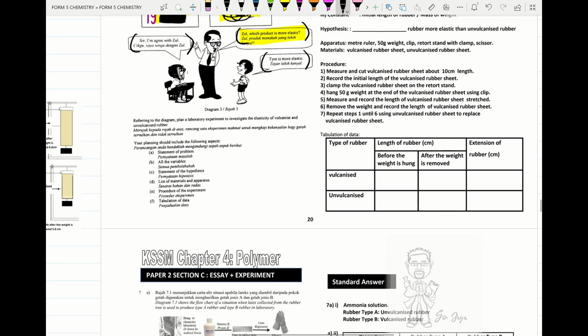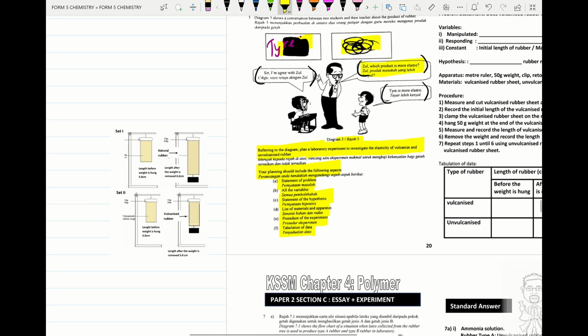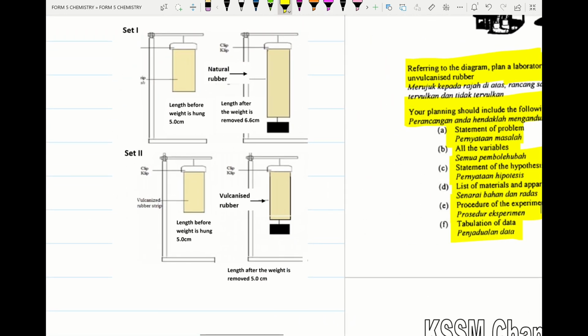All right, so we try to check the question. Referring to the diagram, plan a laboratory experiment to investigate the elasticity of vulcanized and unvulcanized rubber. Your planning should include the following aspects: problem statement, all the variables, statement of hypothesis, list of materials and apparatus, procedure, and tabulation of data.